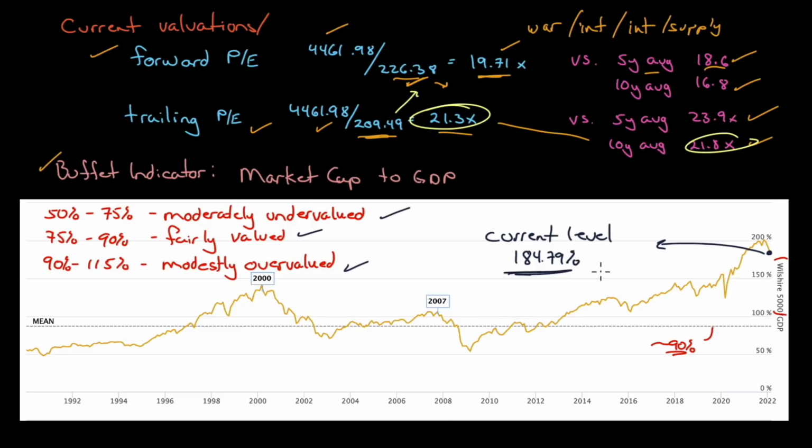184.79% or 185%. Even at the height of the dot-com craze, way over here, you were sitting just below 150%. Even 2007, that hot housing market. Imagine, at that time we thought, man, property prices are ridiculous. Wouldn't you just love to go back to those property prices now?